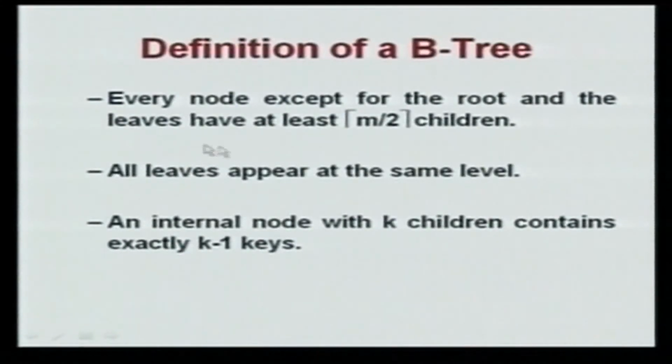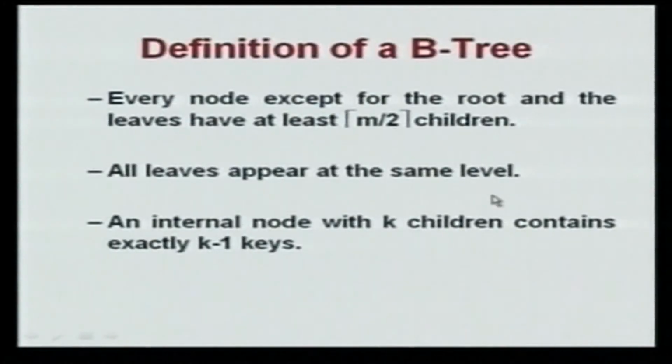M is the degree of the tree, the order of the tree. Every node except for the root and the leaves must have at least M by 2 children. This is another property we are stating. All leaves must appear at the same level, and an internal node with k children contains exactly k minus 1 keys.